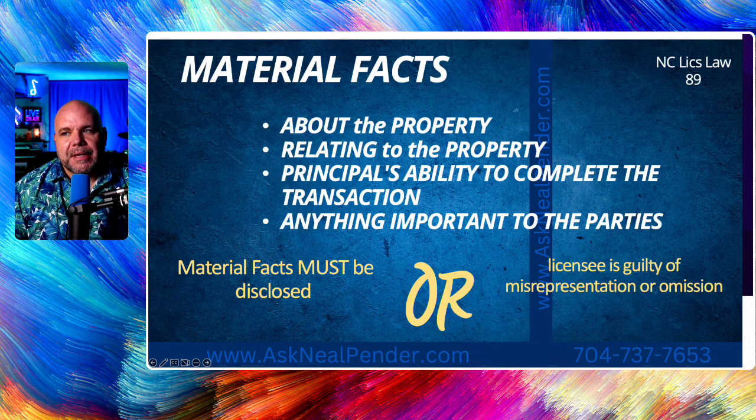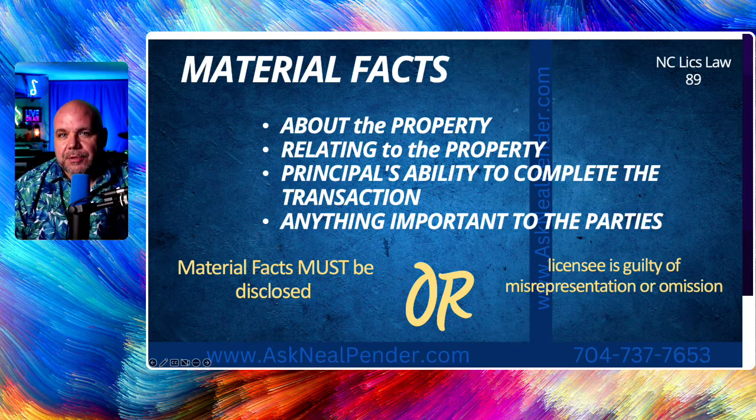The principal's ability to complete the transaction. Can the buyer get the loan? Did the seller get a foreclosure notice? Things like that. Maybe the seller declared bankruptcy. That could affect the transaction's completion, right? Here's a little caveat, a little nuance to write down, because this could show up on the test question.